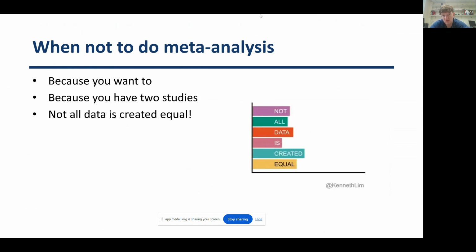It's important to appreciate when not to do a meta-analysis as much as it is when to do a meta-analysis. We really shouldn't be doing a meta-analysis just because you want to, because you think it's going to make your paper look better, or because you just want to show off your statistical prowess. It's really not the best thing to do if your data has significant heterogeneity or the definitions and populations are different in the studies you've included. We will discuss this a bit later. And it's also important not to do it just because you have 2 studies.